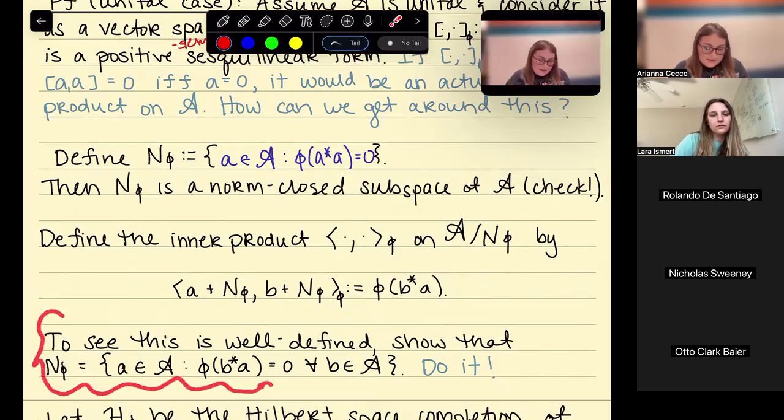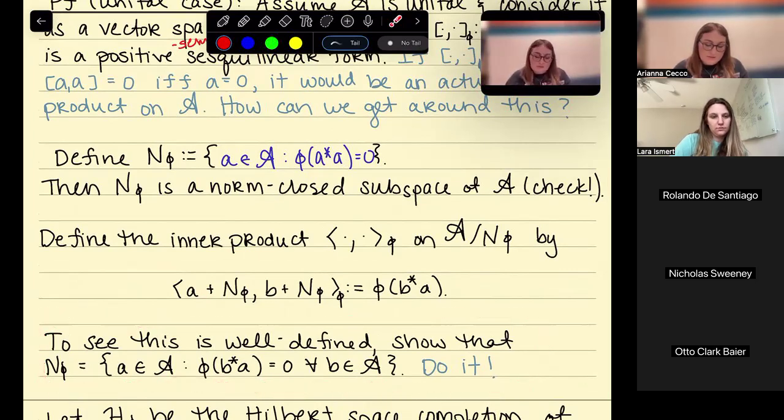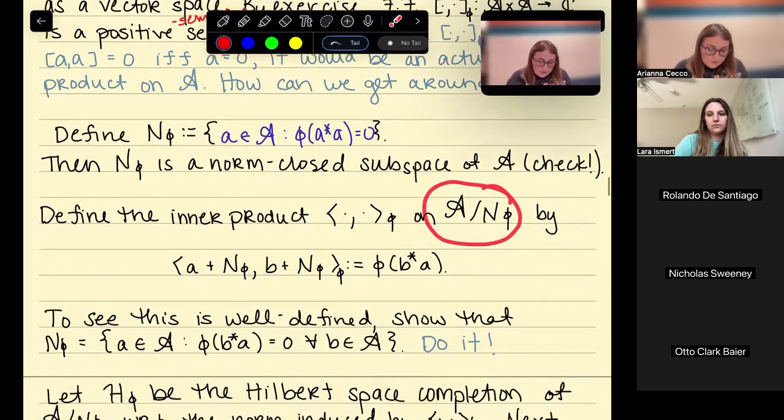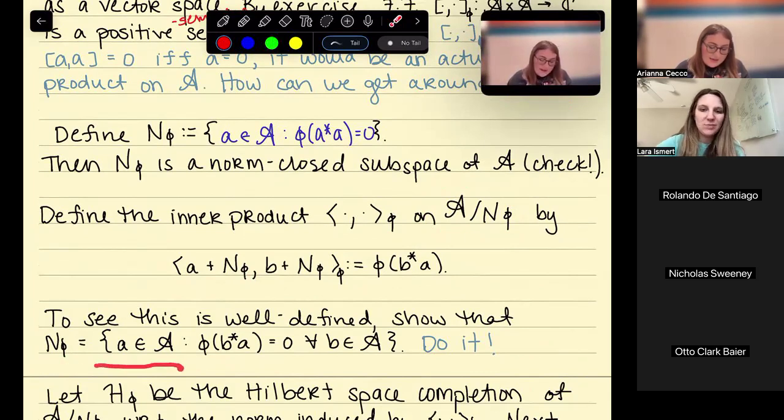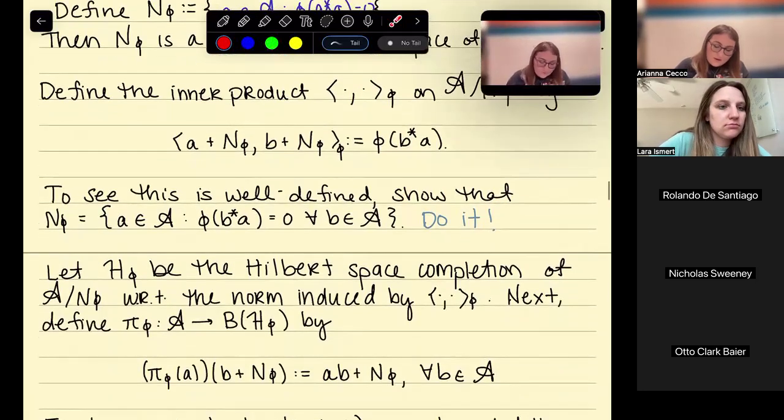And it's not obvious necessarily that this is well defined, because of the way these elements are, right? We're on a quotient. So to see this is well defined, you need to show that n sub phi is actually equal to the set of elements A in A such that phi of B star A equals 0 for all B in A. Again, I'm not going to show this, but you should do it. It's a good exercise.